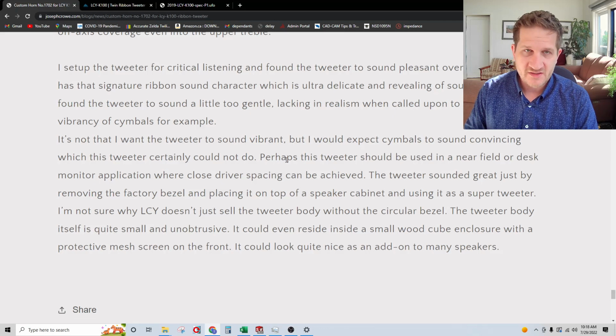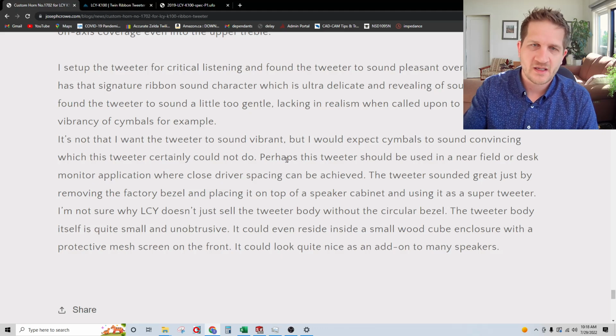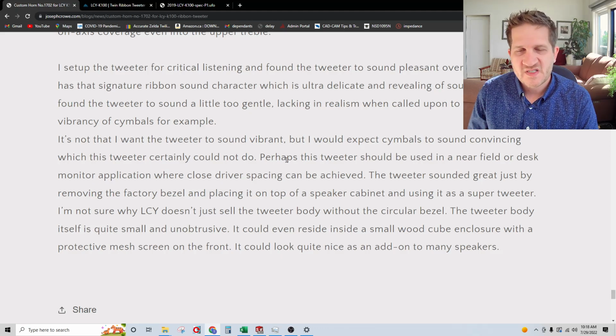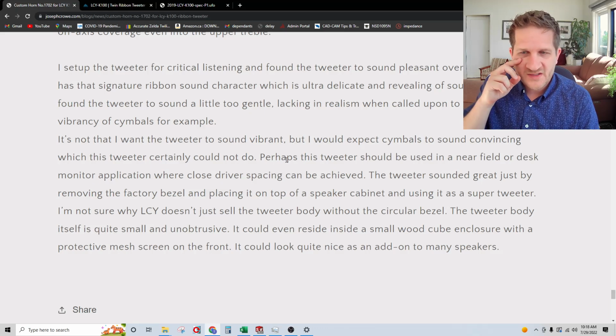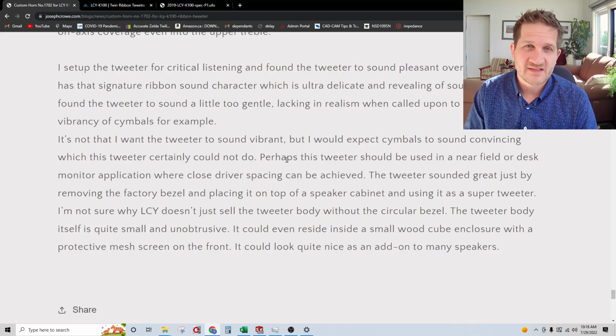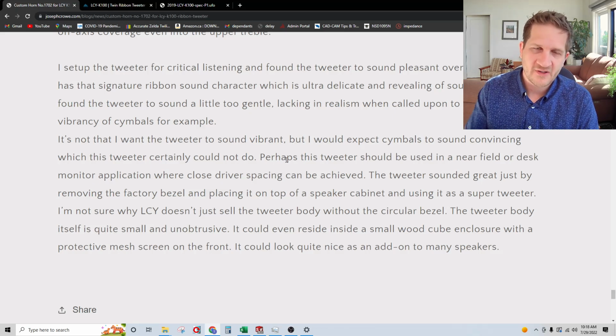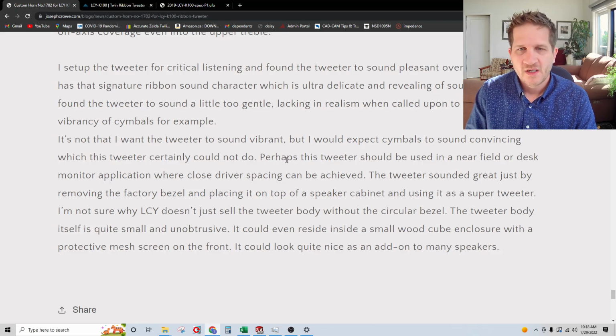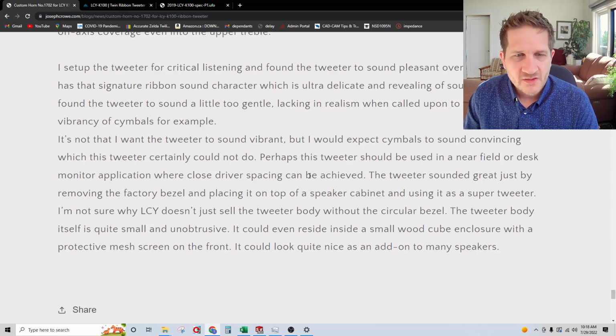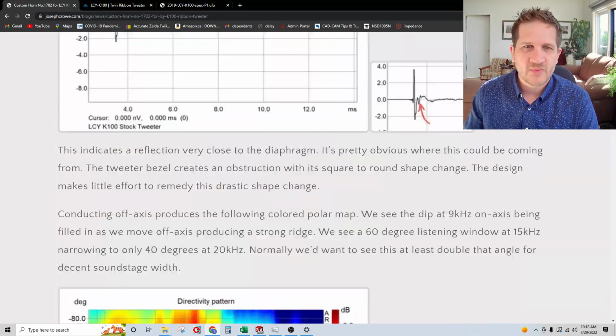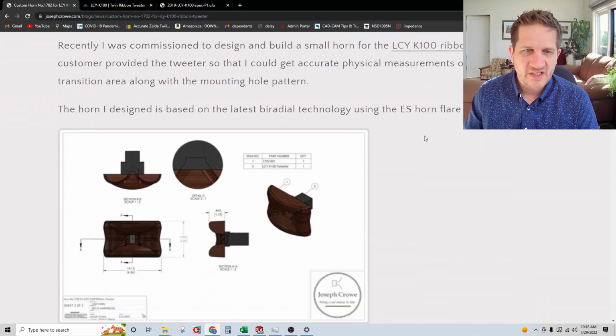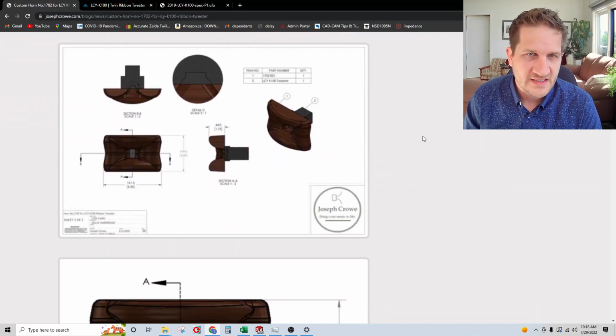Now, I did try the tweeter just without the bezel, just taking the body of the tweeter and setting it on top of my speaker and integrating it that way, and it actually sounded excellent. So if you're interested in these ribbon tweeters, I would just suggest taking the bezel off and just using them as an ultra high frequency super tweeter just perched on top of your existing speaker cabinet. So no groundbreaking performance here, but I think it does well within its intended application.